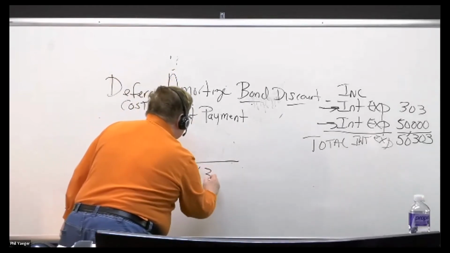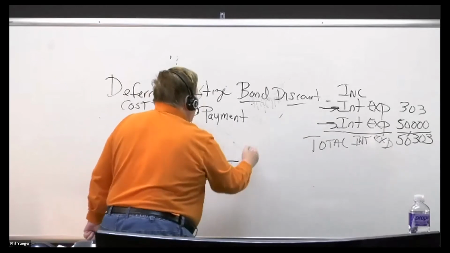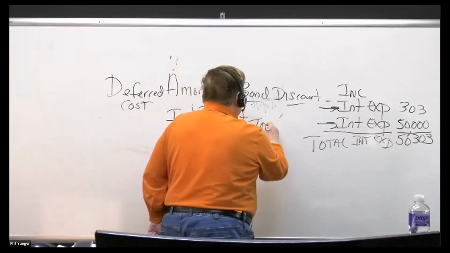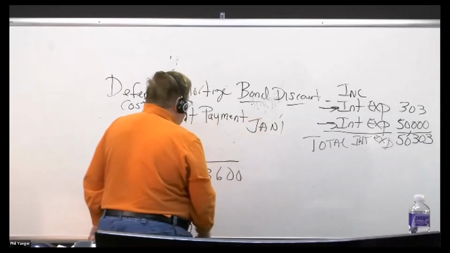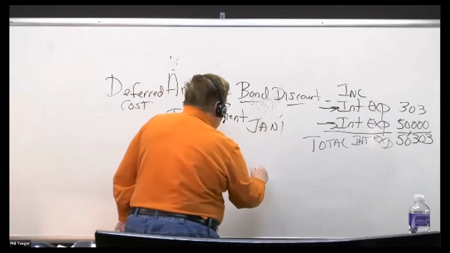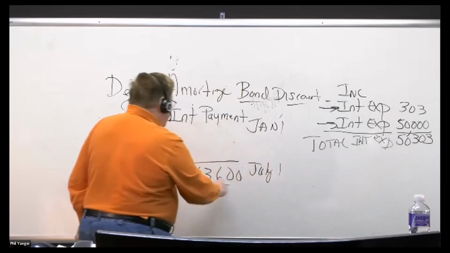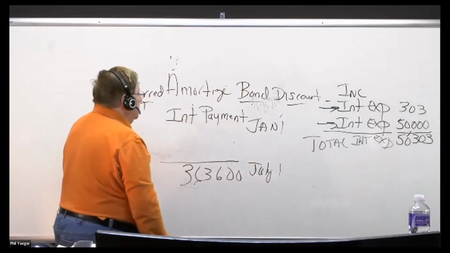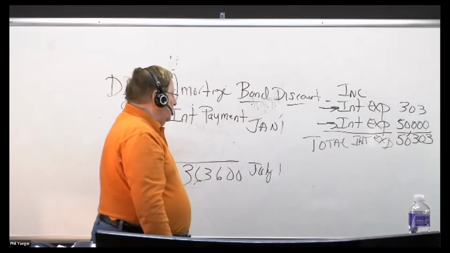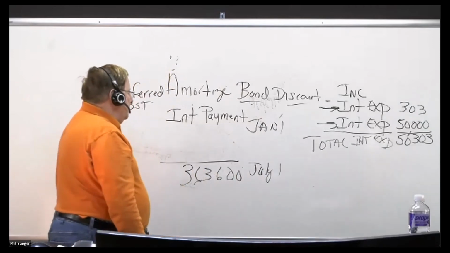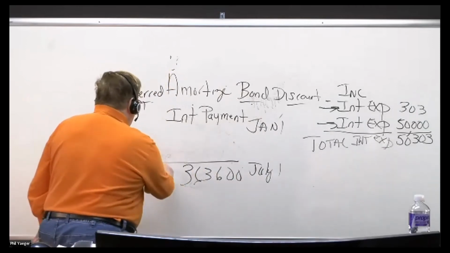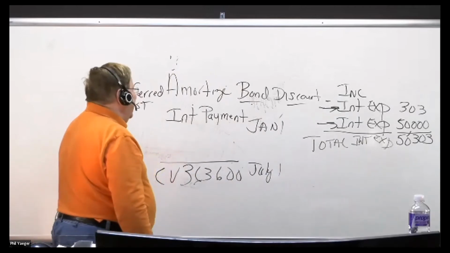363,600. Now they issued the bonds on January 1st. Six months later, they amortized it, and then the carrying value, let's go with July 1st, became 363,600. So what was the carrying value when they issued the bonds? How do you get carrying value?